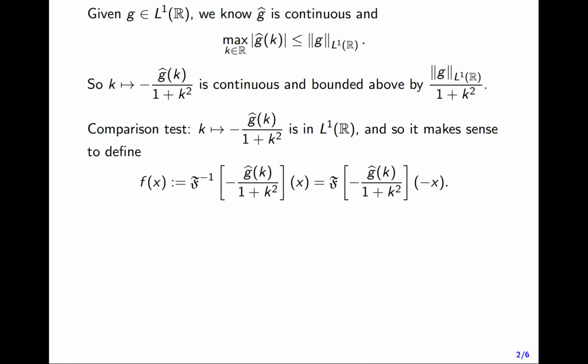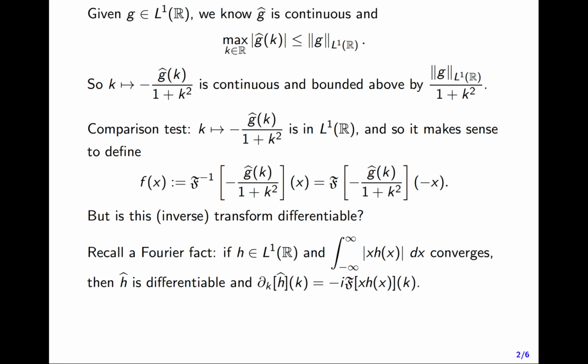And of course, I could write this inverse Fourier transform on the stuff in square brackets as the Fourier transform on the stuff in square brackets evaluated at minus x. So now, are these transforms differentiable? We know they're well defined, provided that g is in L1, but are they differentiable?